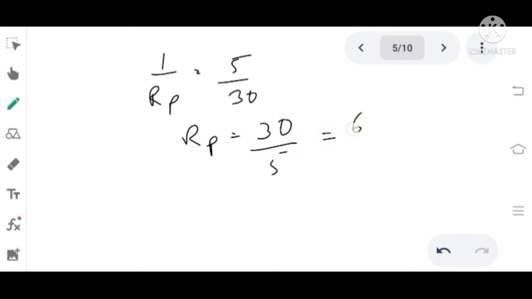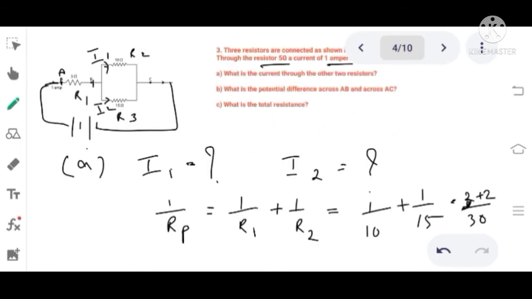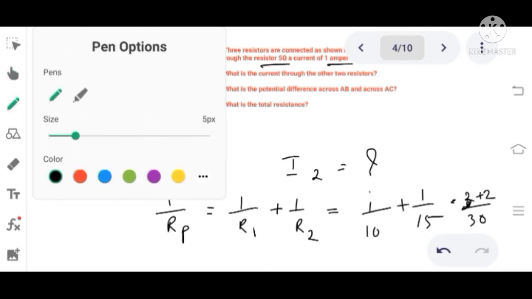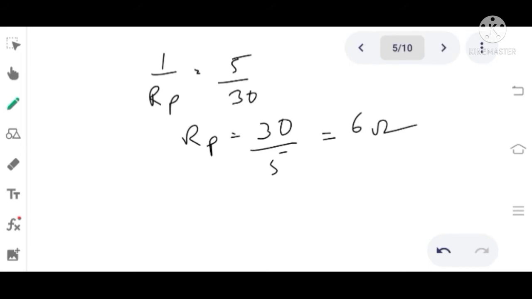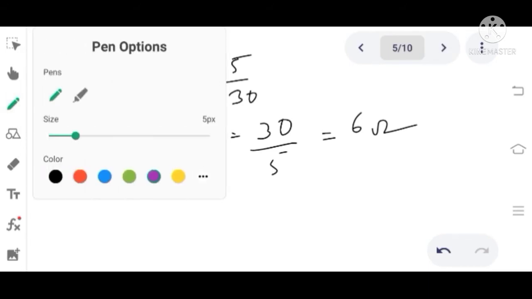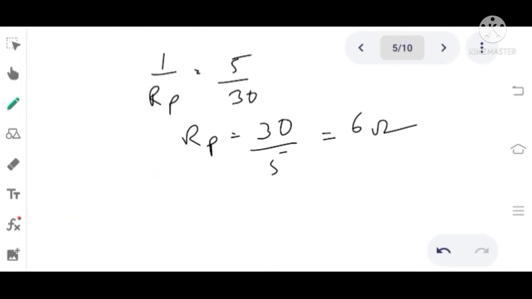Or Rp is the reciprocal, 30 by 5, which is 6 ohms. So your equivalent resistance, the R2 and R3, they act as a 6 ohm resistor. Both of them together act as a 6 ohm resistor. So what is the resistance current has to face here? 6 ohm in total.